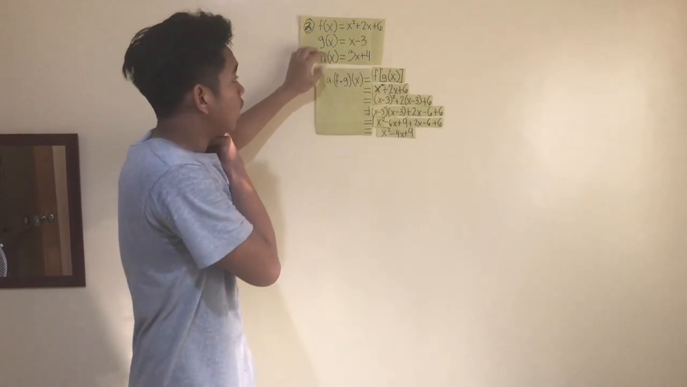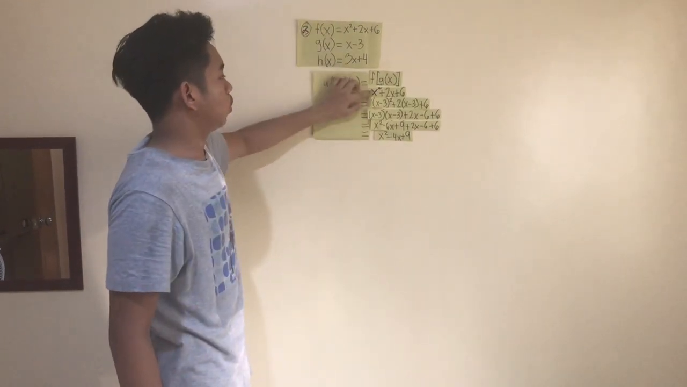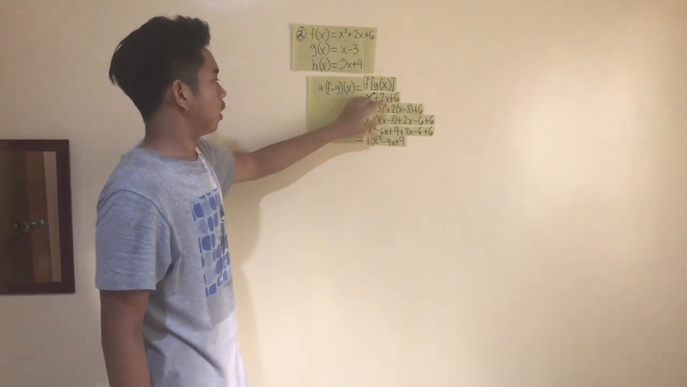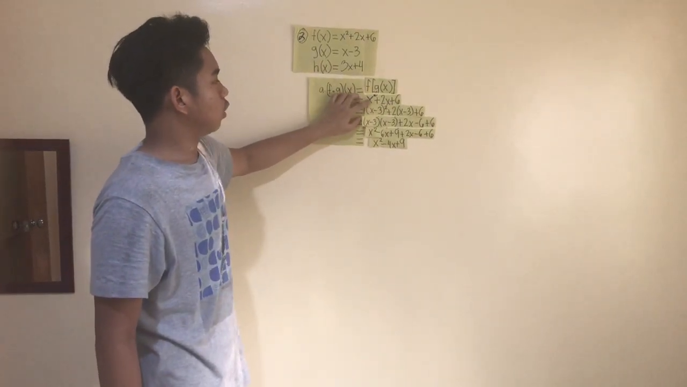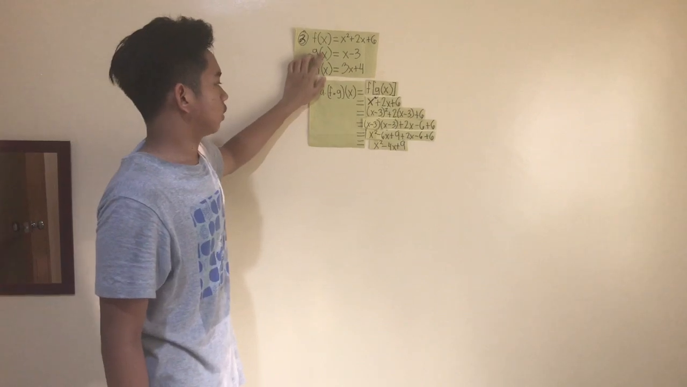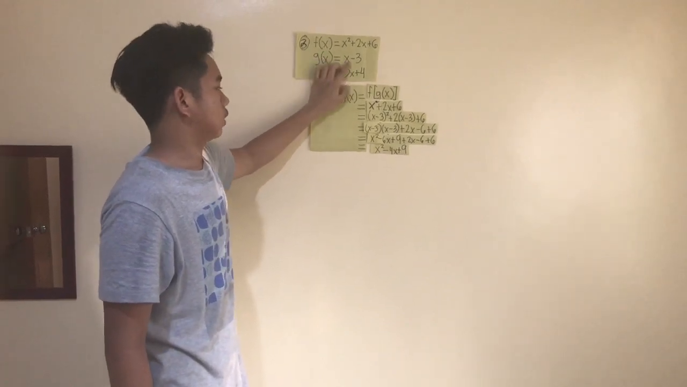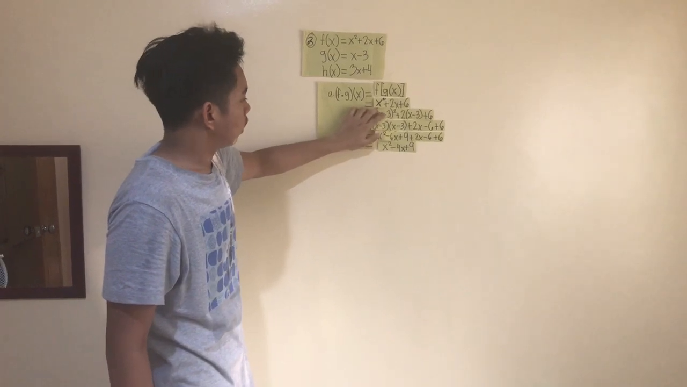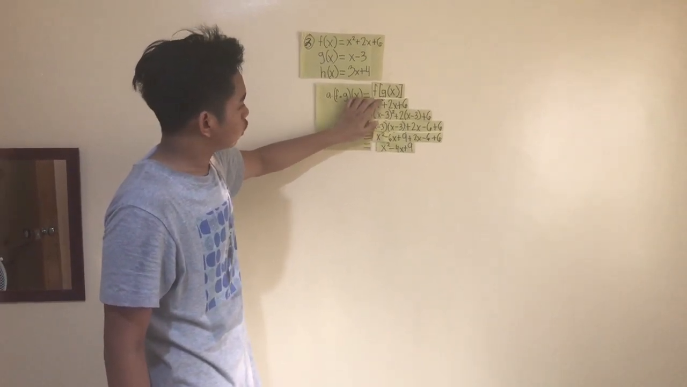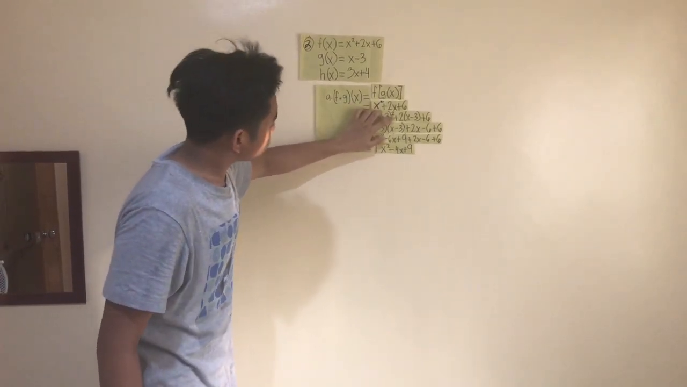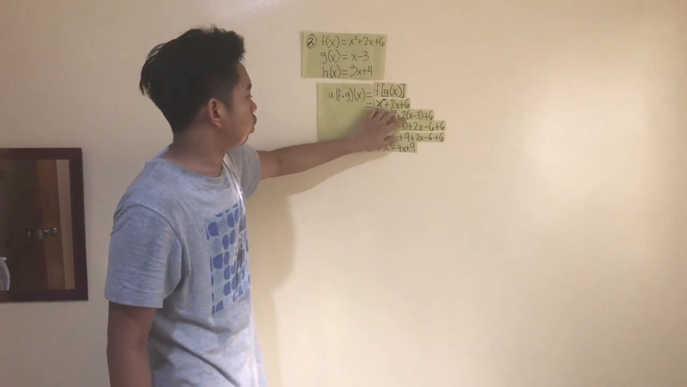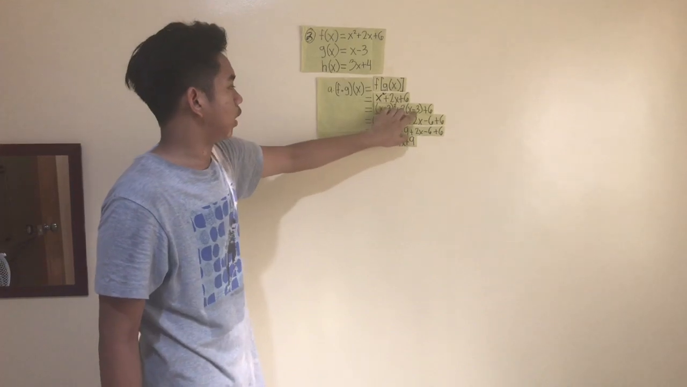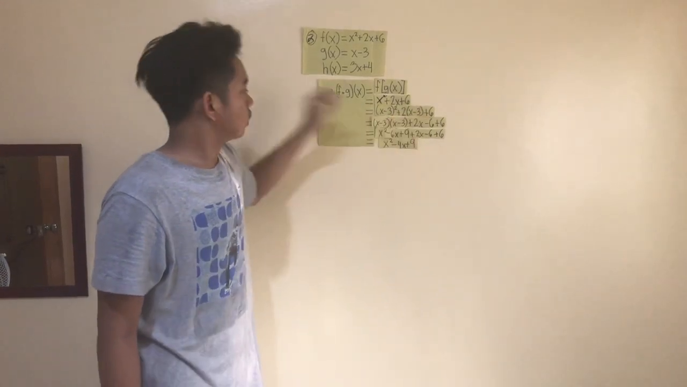So, the first one is f of x. So, put f of x here: x squared plus 2x plus 6. And then, substitute the value of x with the value of g of x. The value of g of x is x minus 3, so put that there. And then the squared, you should put that there, and plus 2 and the x, substitute it with x minus 3. And then bring down 6.